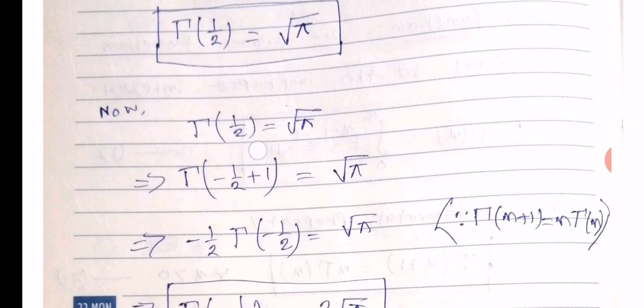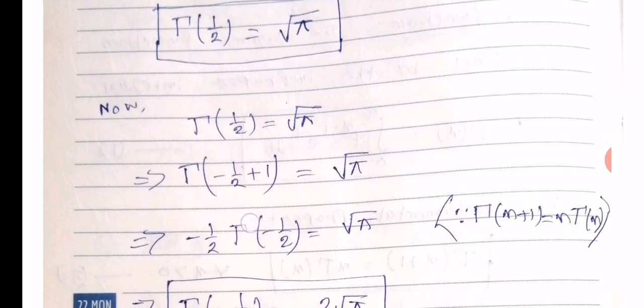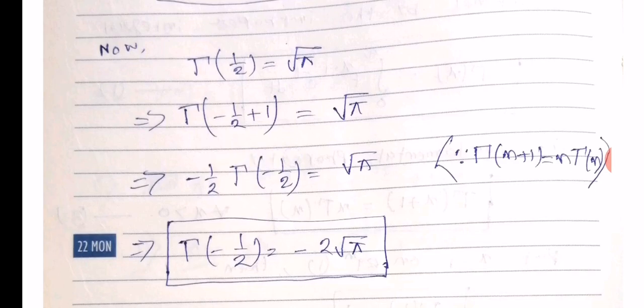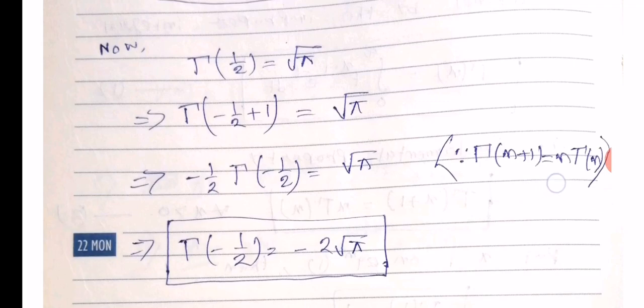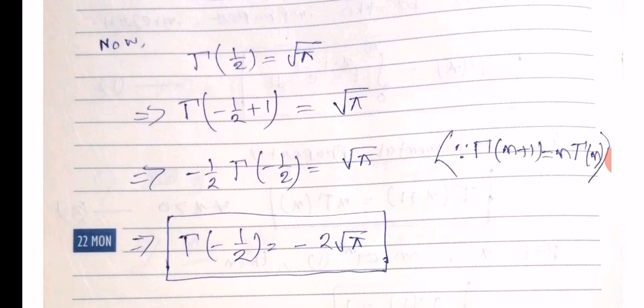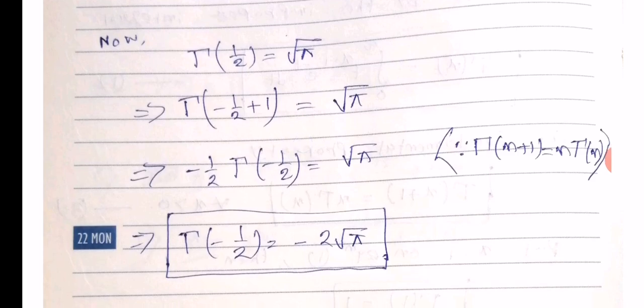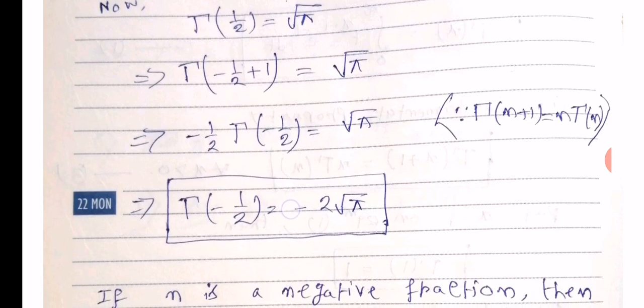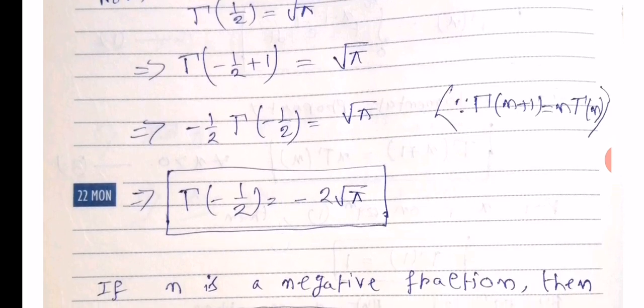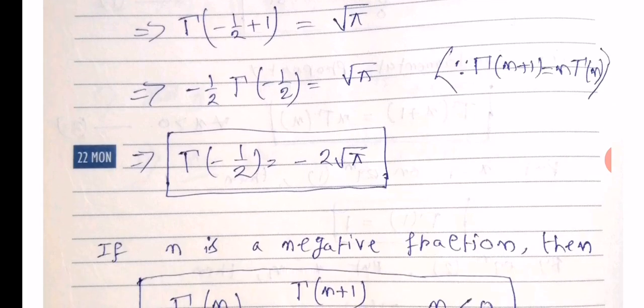So we can write half as minus half plus 1, right? So minus half plus 1, by this formula gamma of n plus 1 equal to n gamma n. If we put n equal to minus half here, gamma of minus half plus 1 we can write as minus half gamma of minus half, equal to, on the right side, root pi. So gamma of minus half value we will get as minus 2 root pi.